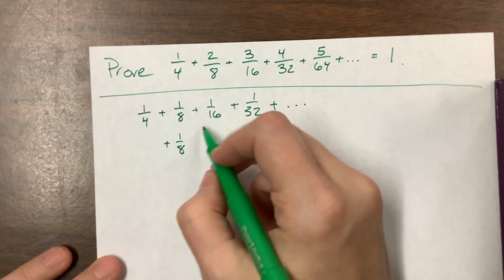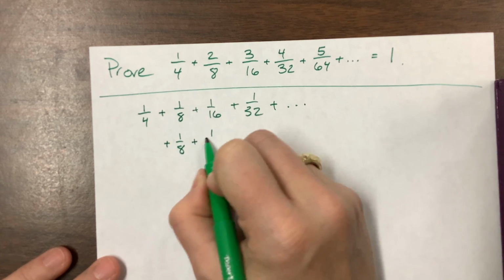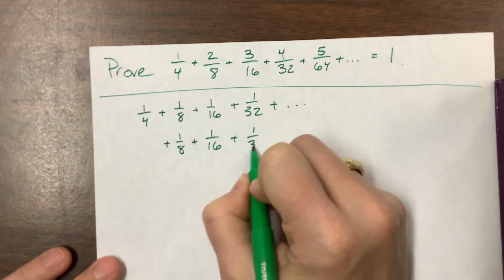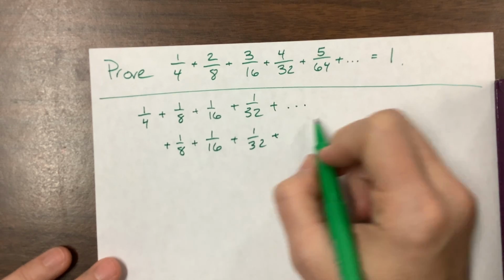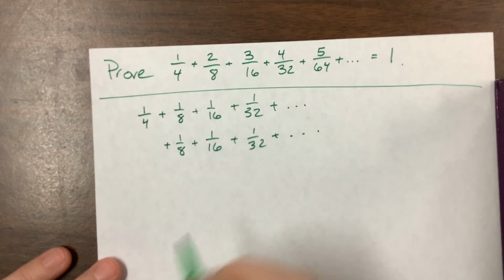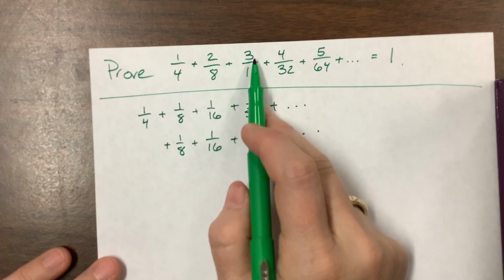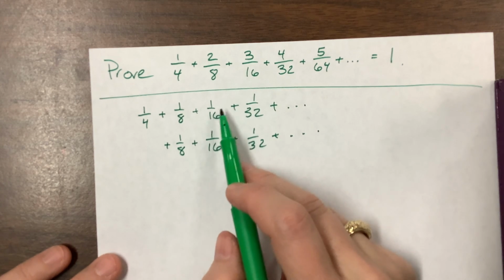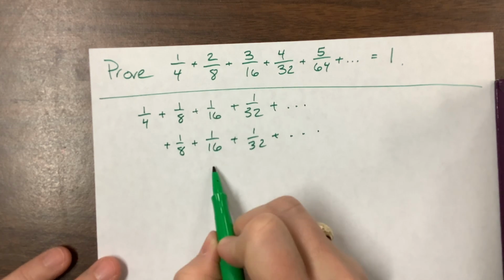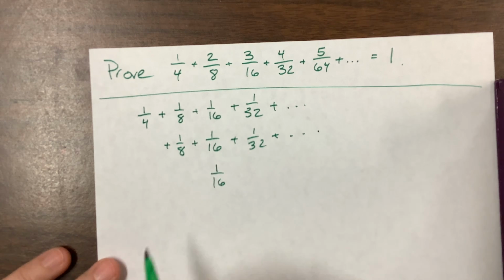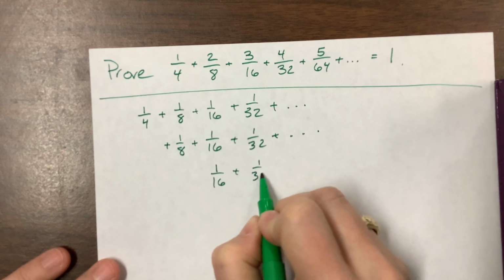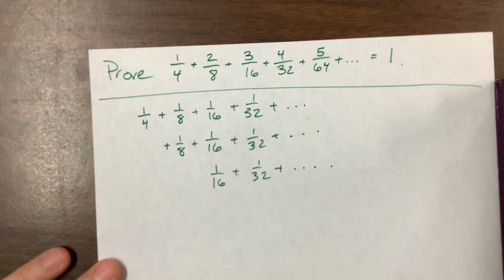Then I can take this series, and I can keep going. But notice I need 3/16. So what I'm going to need to do is I'm going to need another series that starts with 1/16. Okay, and then it would have 1/32, and then it would keep going and going.